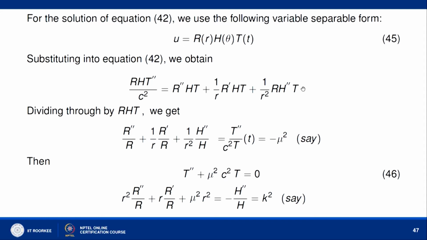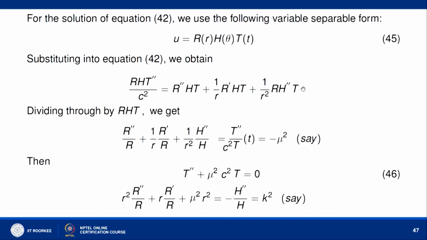Now, when you substitute R H T, you will get R H T double dash divided by c square equal to R double dash H T plus 1 upon r R dash H T plus 1 upon r square R H double dash T. Then you divide by R H T. So you will get R double dash upon R plus 1 upon r R dash upon R plus 1 upon r square H double dash upon H equal to T double dash upon c square T equal to minus mu square.